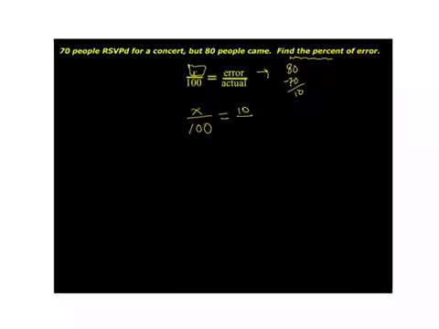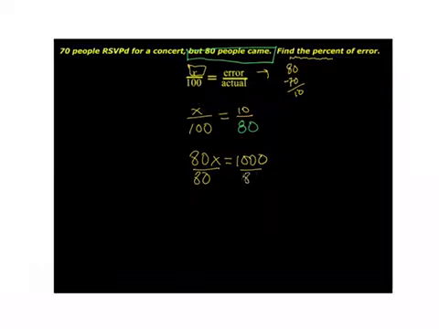How many people actually came? Look back at the problem. 80 people came, so we are going to put 80 in the denominator. So we've got x over 100 equals the error of 10 over the actual of 80. Now we're going to cross multiply and solve. 80x is equal to 1,000. Divide both sides by 80. I'm going to make that a little bit easier and slash some zeros.